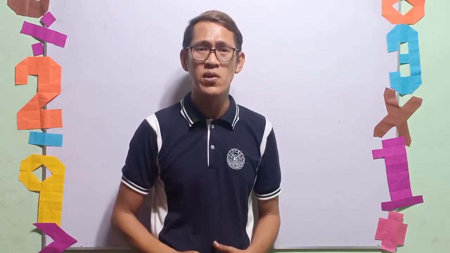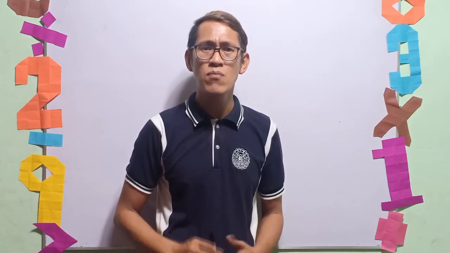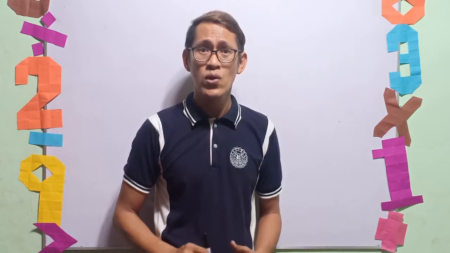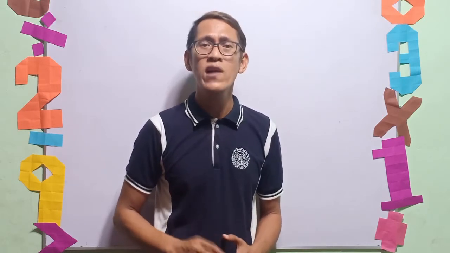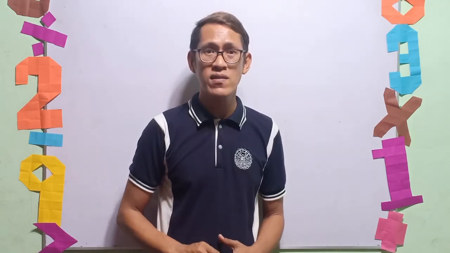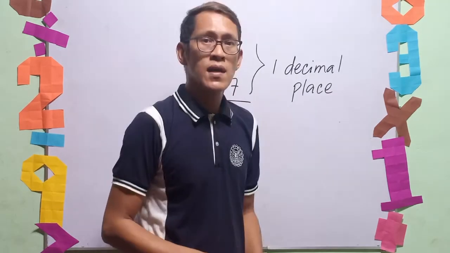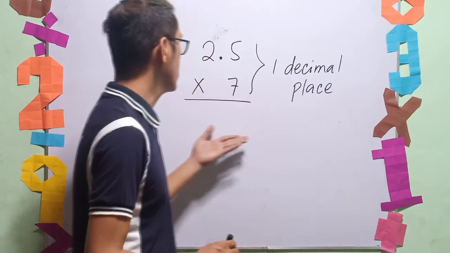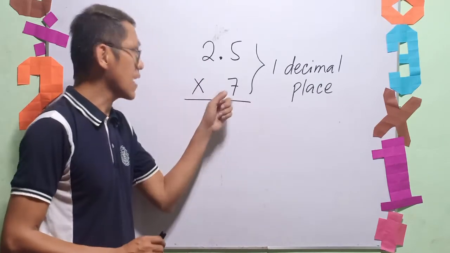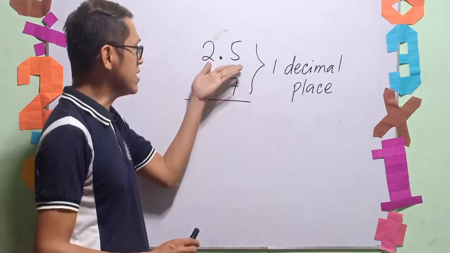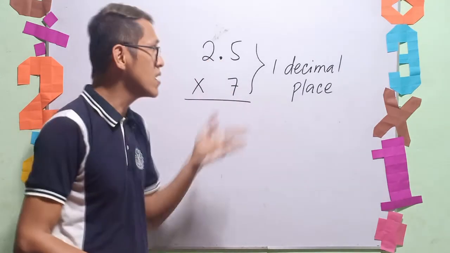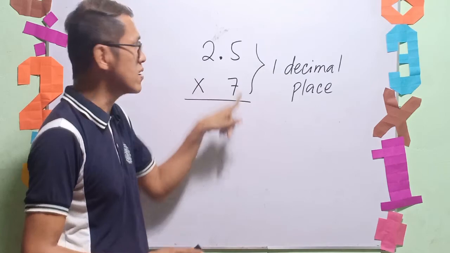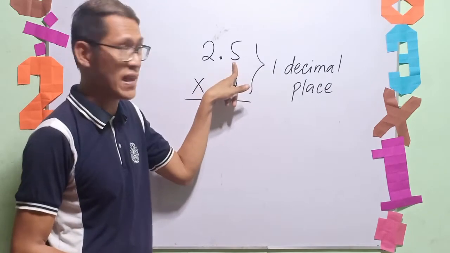Multiplying decimal numbers is almost the same as multiplying whole numbers, only we should know where to put the decimal point correctly in the product. Let's have the first example here. We have 2.5 times 7. Again, these two numbers, when you multiply them, you call them factors. If you notice, in the factors, there is one decimal place.